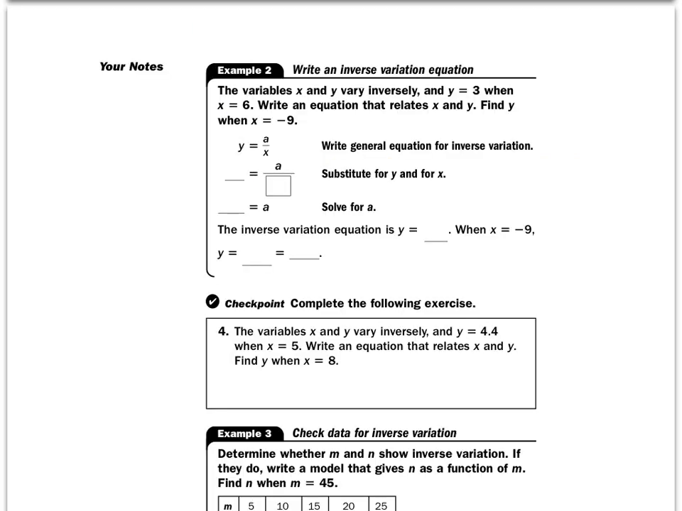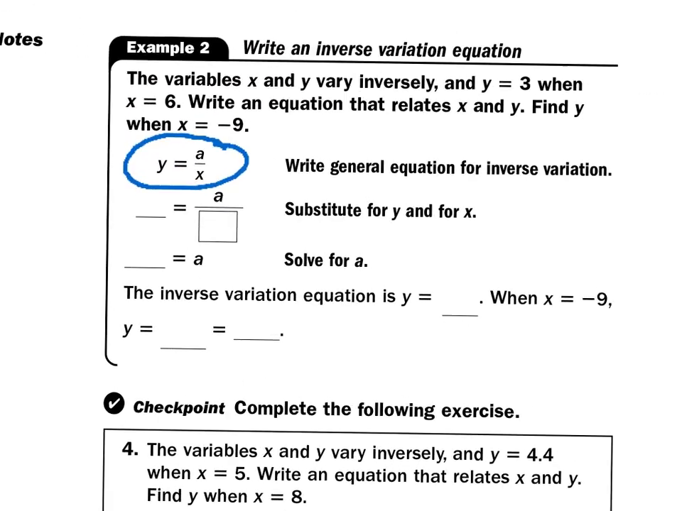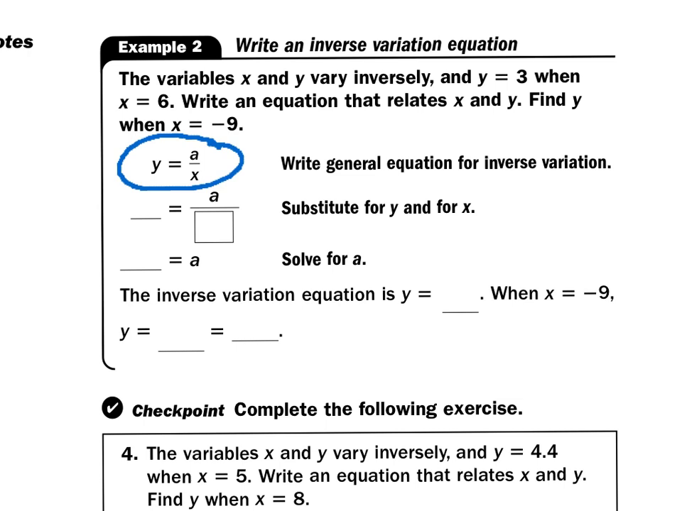Next page of notes here on example 2. The variables x and y vary inversely, and y equals 3 when x equals 6. Write an equation that relates x and y. Find y when x equals negative 9. So if it says they vary inversely, right away I write that equation. Y equals a over x. I guess the one benefit I have, I can make this a little bigger on our screen here. Y equals a over x.